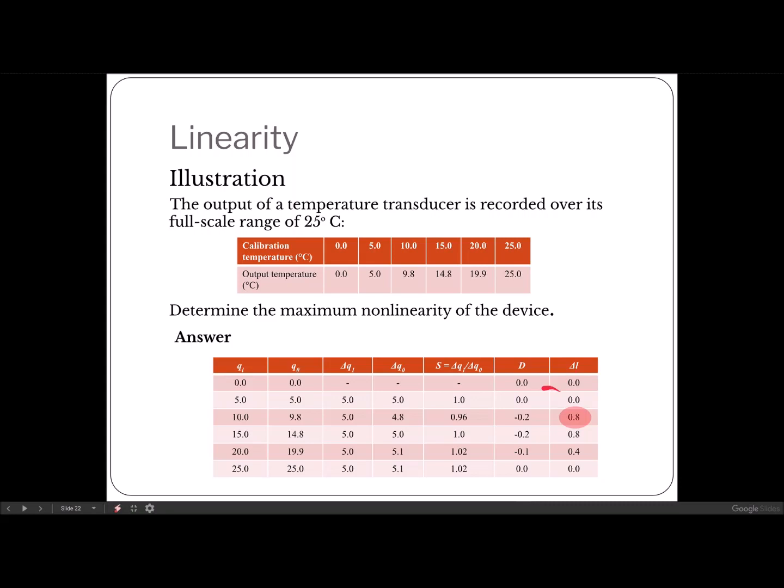and then I divide it with the full scale range, which is 25. So 0 divided by 25, I get 0. 0.2 divided by 25, I get 0.008. So this column is in percentage: 0.8%, 0.8%, 0.4, and 0.0. This means that the maximum nonlinearity is 0.8. So this is how we define the maximum nonlinearity on the measurement device.